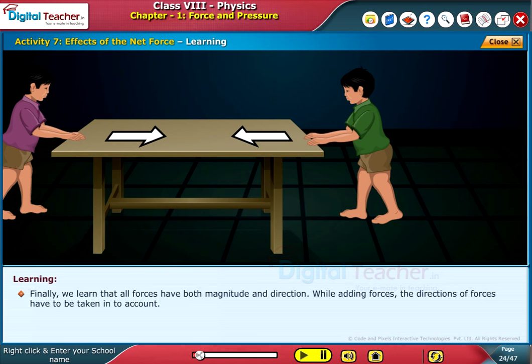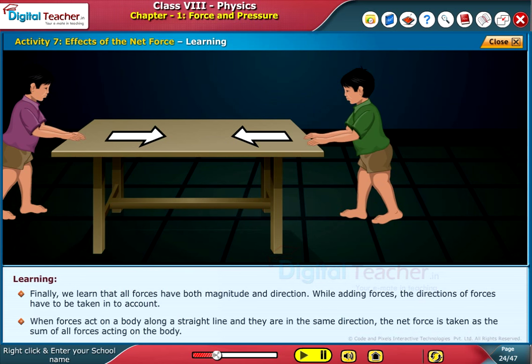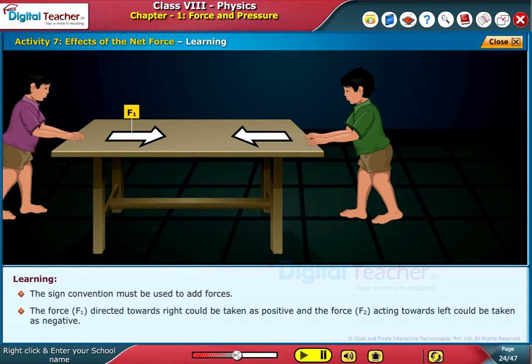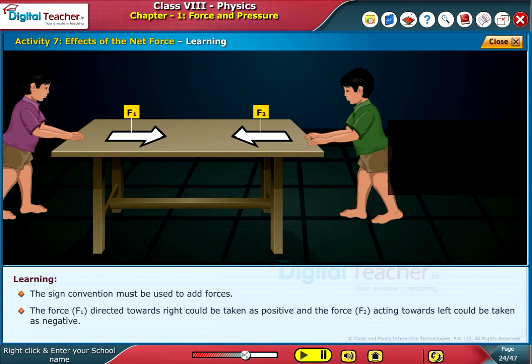Finally, we learn that all forces have both magnitude and direction. While adding forces, the directions of forces have to be taken into account. When forces act on a body along a straight line and they are in the same direction, the net force is taken as the sum of all forces acting on the body. The sign convention must be used to add forces. The force F1 directed towards right could be taken as positive and the force F2 acting towards left could be taken as negative. If F1 is greater than F2, then the net force F net is equal to F1 plus (minus F2), which is equal to F1 minus F2.